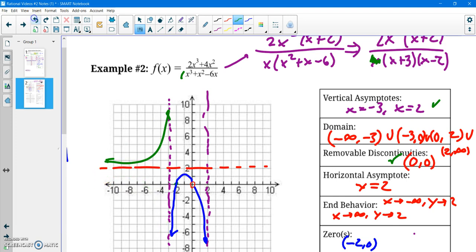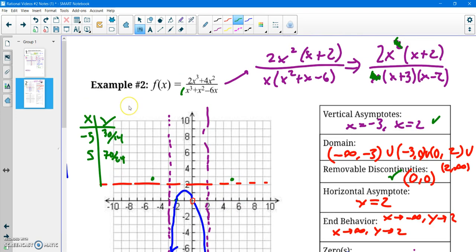All I'm going to do is plug in a few points. I'm going to make a little table. Here's my little table. I know this takes a little time, but that's all it takes is time. I'm going to plug in -5, and I'm going to plug in 5. Take a second to plug those in. I plugged those in. Those are the fractions I got. Again, this is a rough estimate.